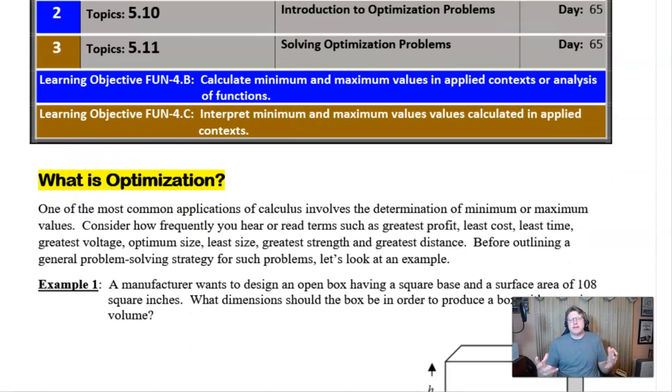If I really talk about what optimization is, it simply says one of the most common applications of calculus involves determining the minimum or maximum value of a particular relationship. A company might want to know, what is our greatest profit? What's our least cost? The least amount of time, the greatest amount of voltage, optimal size, least size, greatest strength, greatest distance. So before outlining a general problem-solving strategy, why don't we start with a pretty typical example?